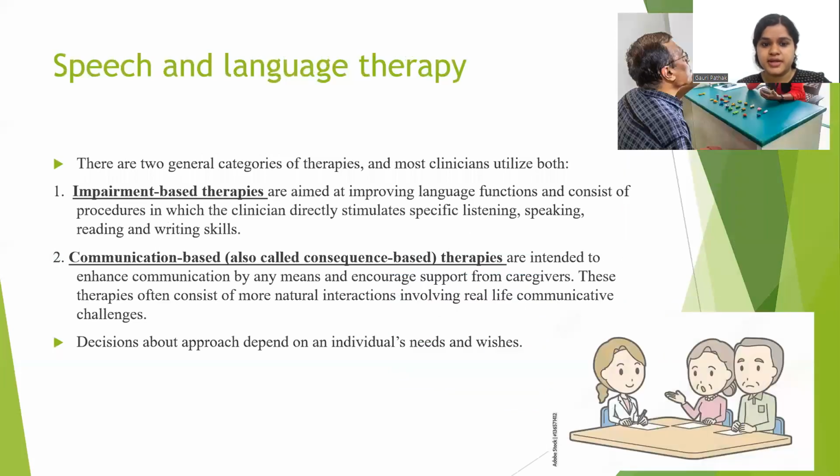There are two general types of therapies. First is impairment-based therapy, which is aimed to improve the language function. This works on all the skills that are affected, and it is very individualized. Second is communication-based therapies, which are intended to enhance the communication by any means with the support from the caregiver. This helps to make the environment around a person with aphasia friendly, removes the barriers and facilitates the communication.